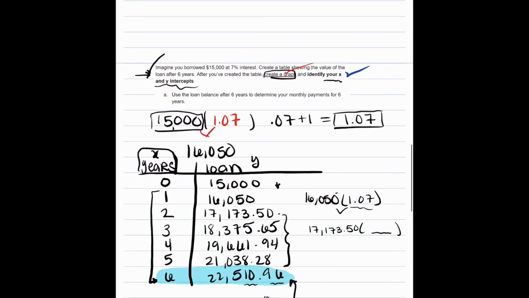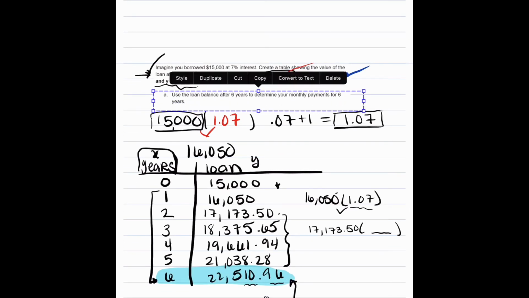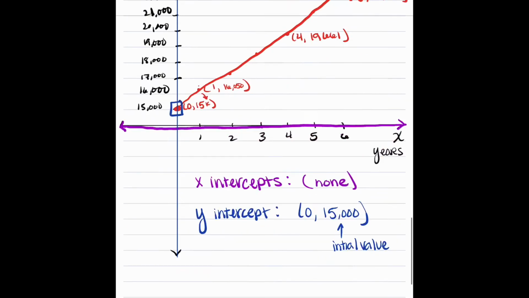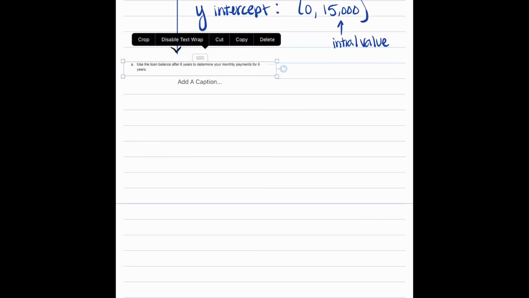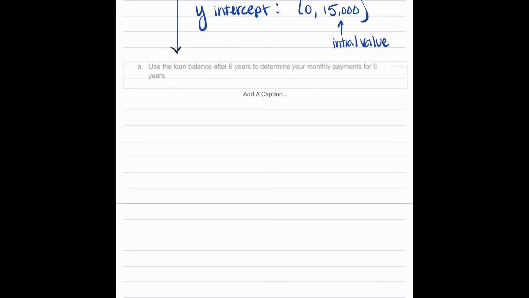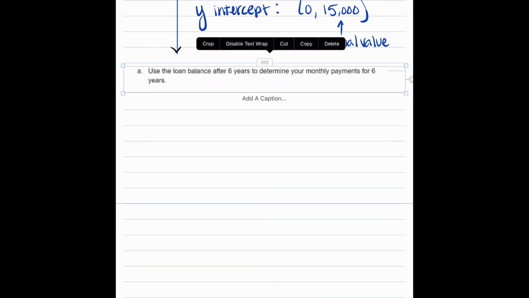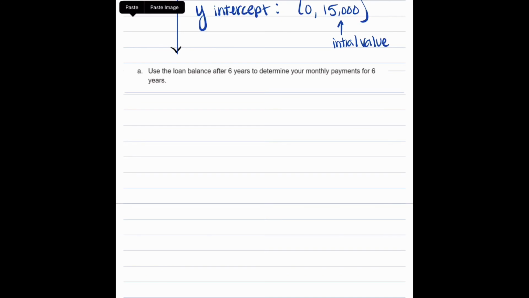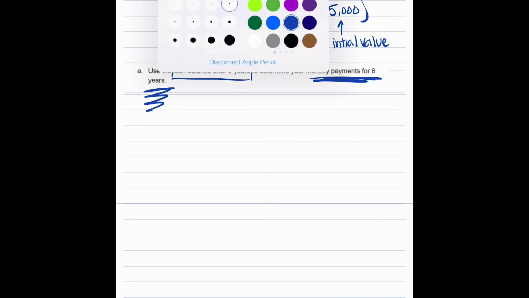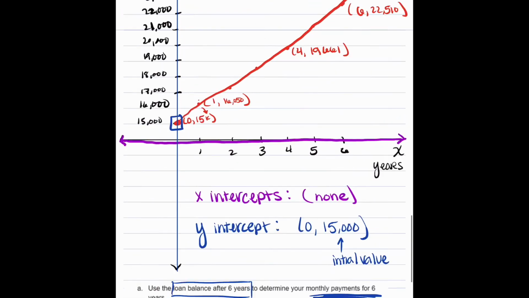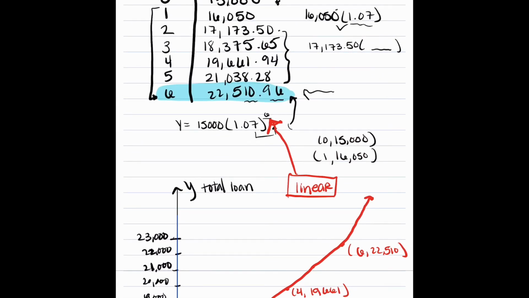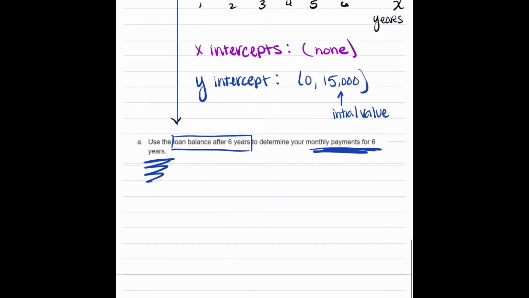Now we're on to this last portion. I'm actually gonna go ahead and paste this down here. For your guys' test, I believe this is the exceeds mastery portion. So after you've used that loan balance after 6 years to determine your monthly payments for 6 years. So we talked about this right before we went on break. I first need my loan balance of 6 years. I want to figure out how much this is. So we said our loan balance was $22,510, and technically 96 cents.